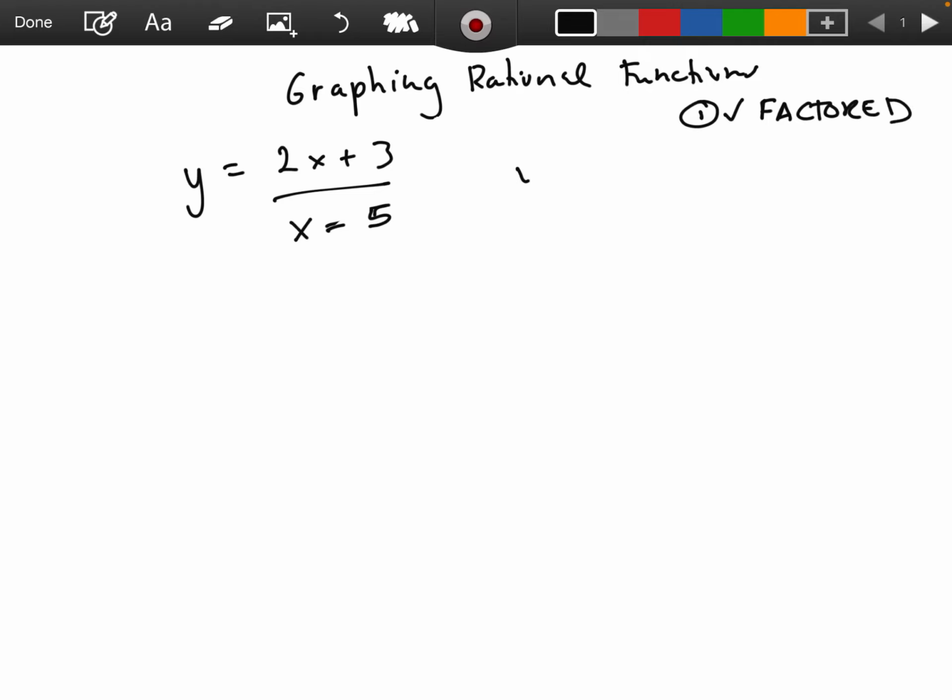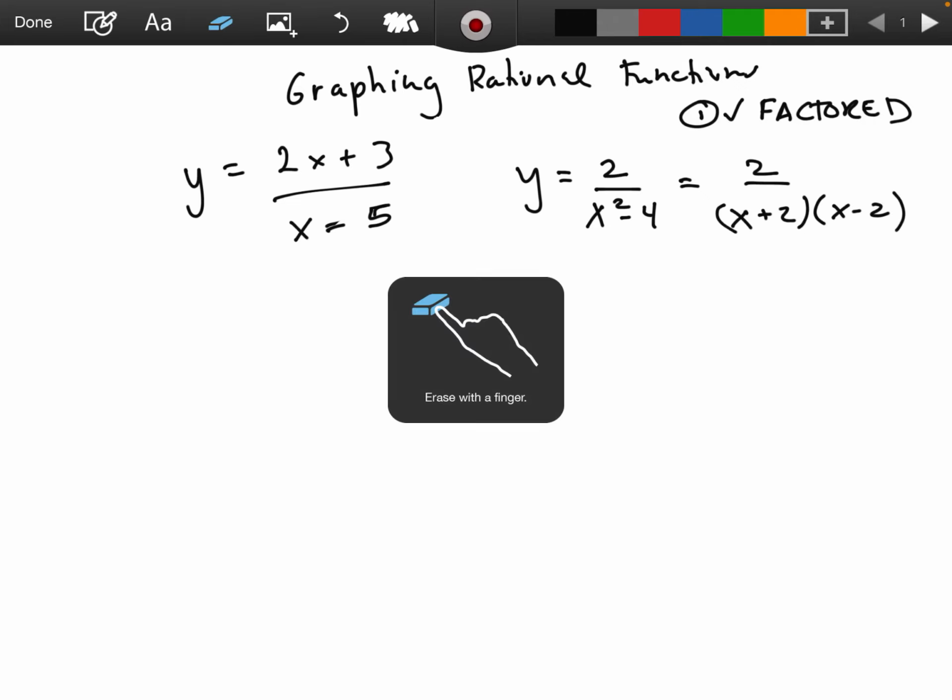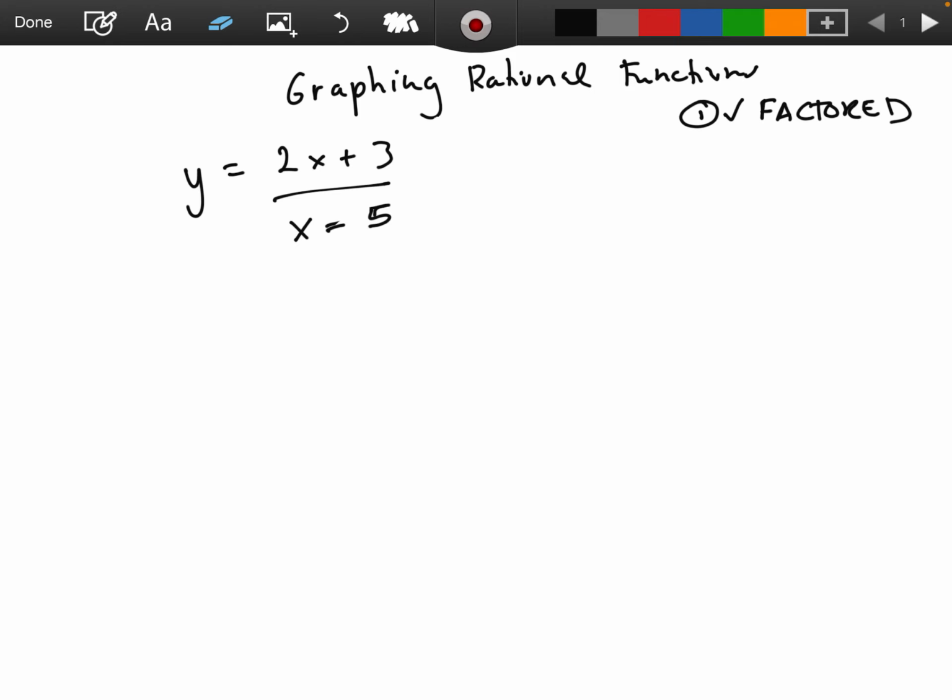If I had something like y equals 2 divided by x squared minus 4, well then I could factor that denominator. And I would want to do that before I go on. But maybe we'll come back and look at that example later. So first, check to be factored. In this example we have 2x plus 3 divided by x minus 5. We can say that's done. Those are factored.